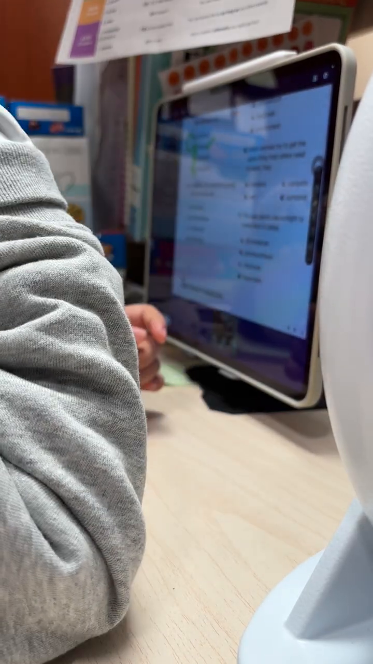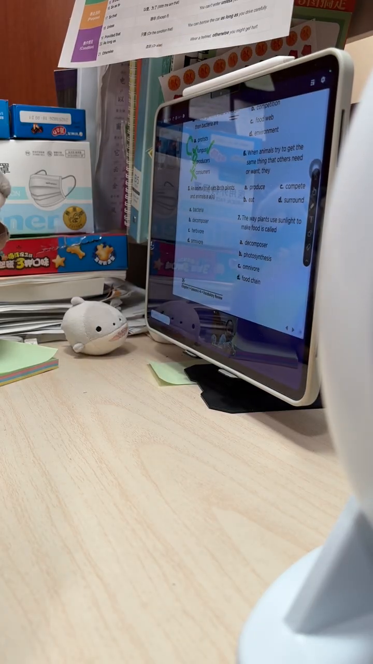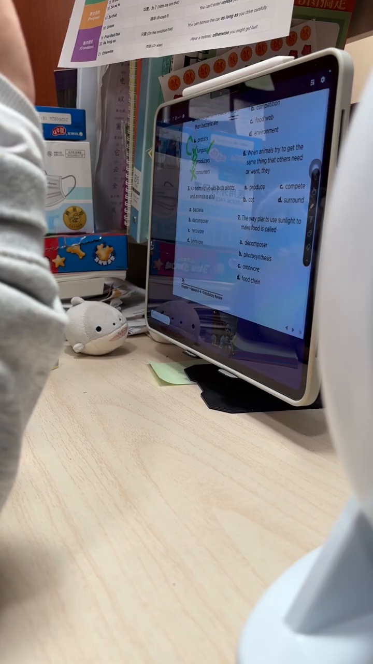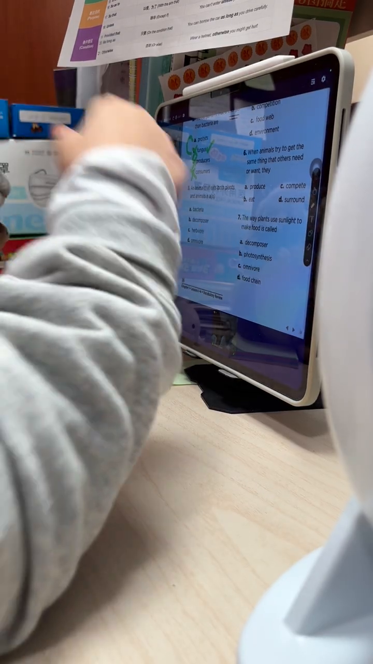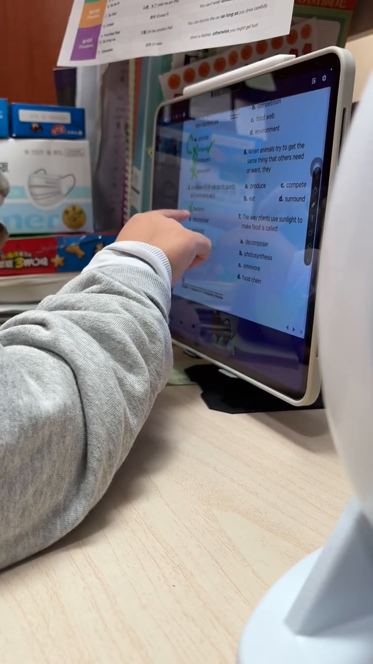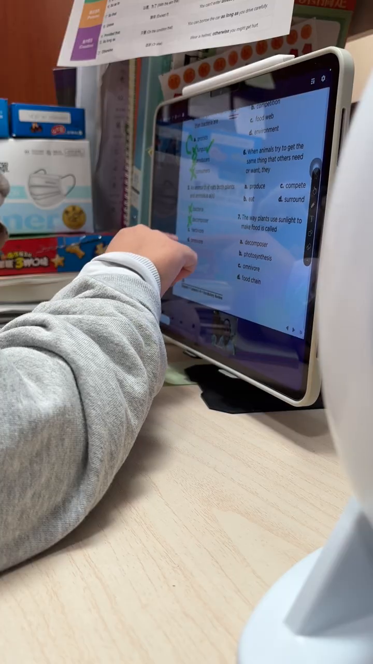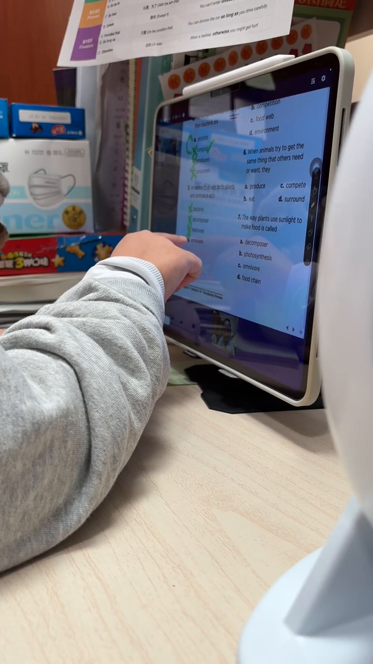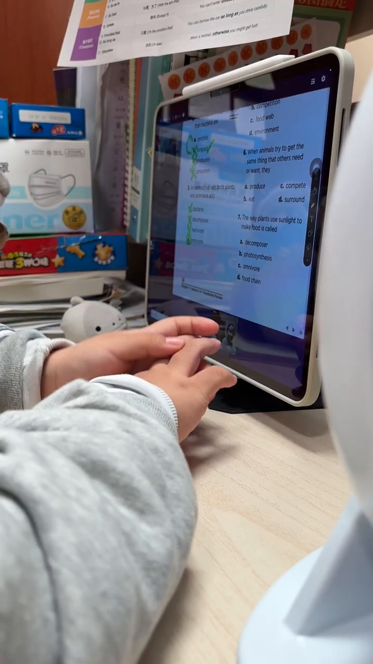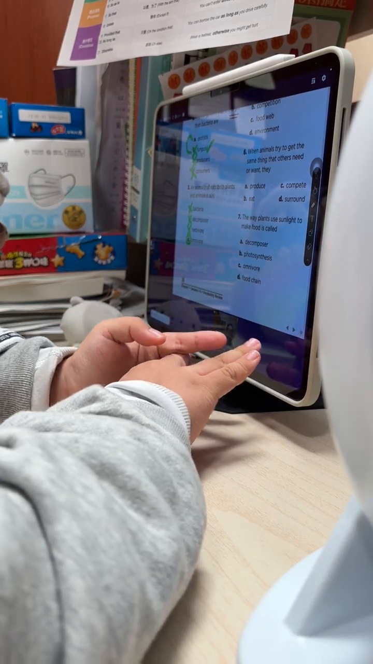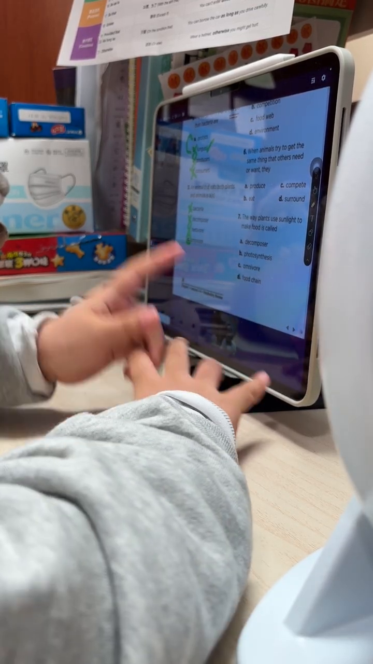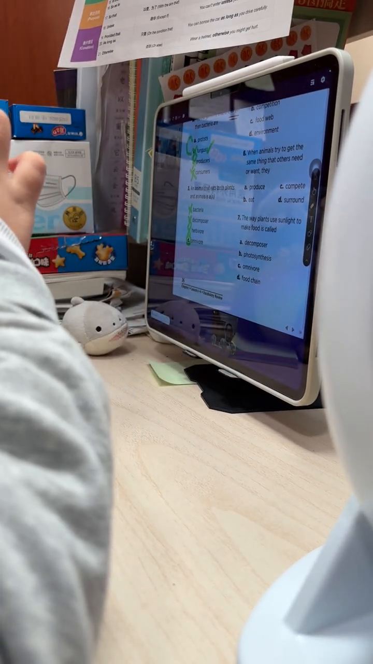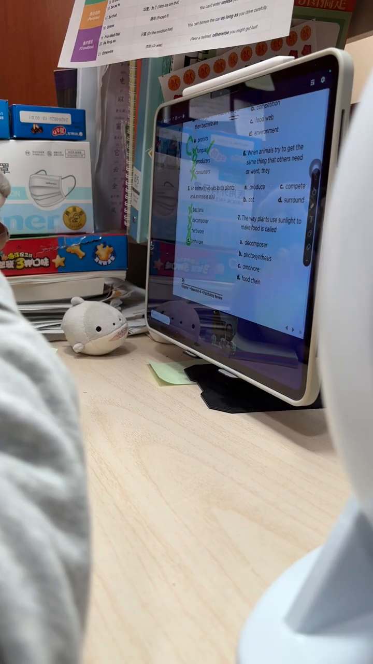Okay, number 3. An animal that eats both plants and animals is... No, it only eats plants. So it's an omnivore. An omnivore. Yes, very good. An omnivore. Now, what are you? Are you an herbivore, carnivore, or omnivore?